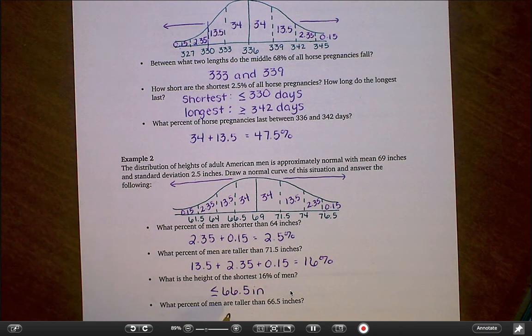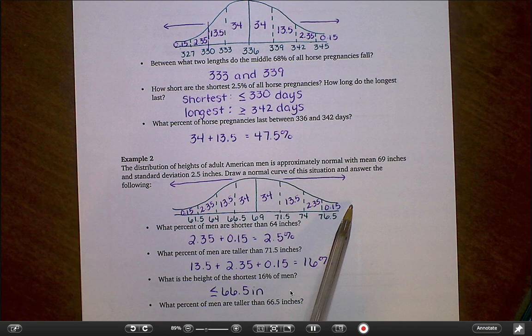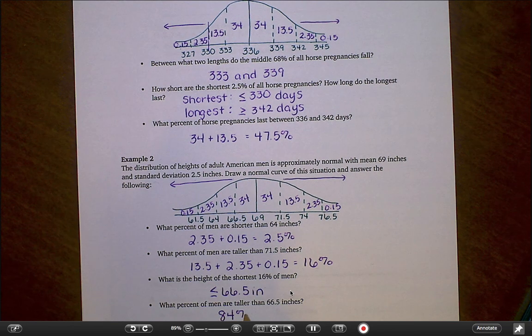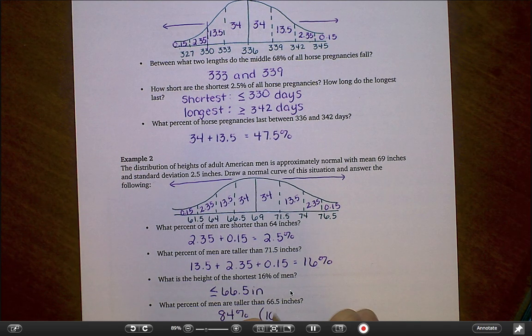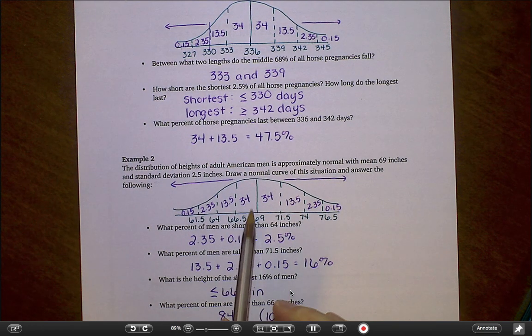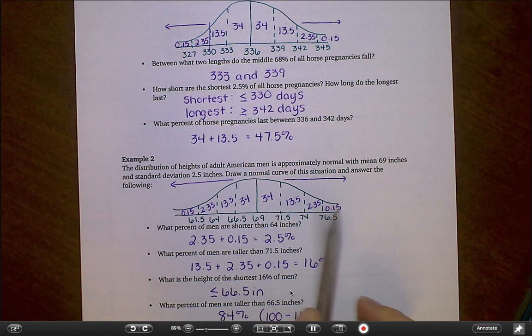So what percent of men are taller than 66.5? So let's think about this for a second. If 16% are at or below 66.5, then what percent are above 66.5? And if we're talking percentages, this is 100% total, right? So 100% minus 16% is 84%. I guess I should write down that that's how I did it. You could also take and add these all together, right? You could go 34 plus 34 plus, add all of those up, okay?